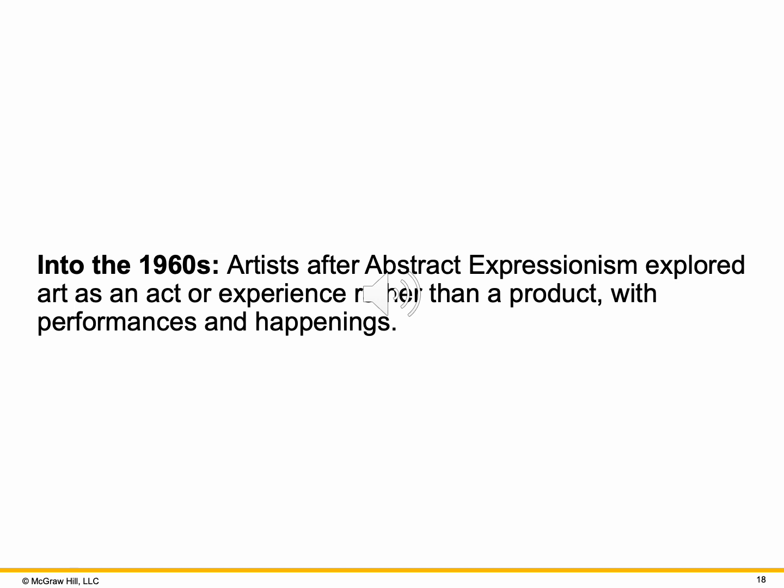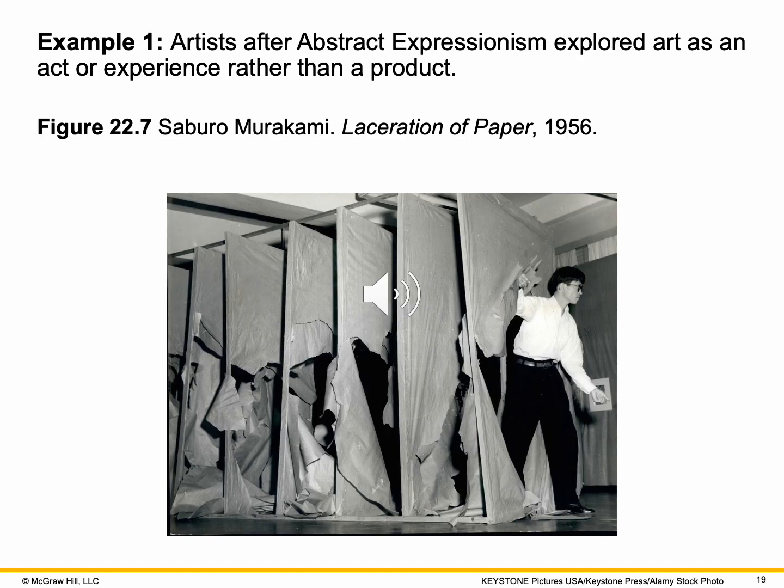Into the 1960s, artists after abstract expressionism explored art as an act or experience rather than a product, with performances and happenings. In an age when distances were bridged by mass media, Jackson Pollock's action paintings and the idea of art as an act rather than a product inspired a Japanese group known collectively as the Gutai Art Association. Formed in 1954, Gutai performed public events as works of art.